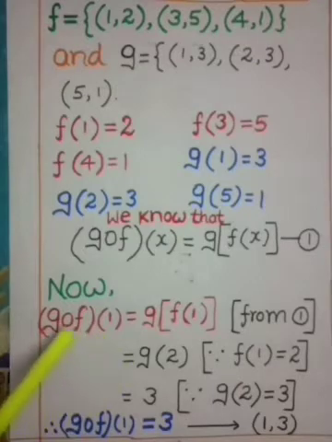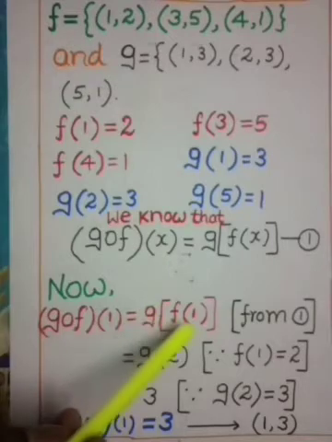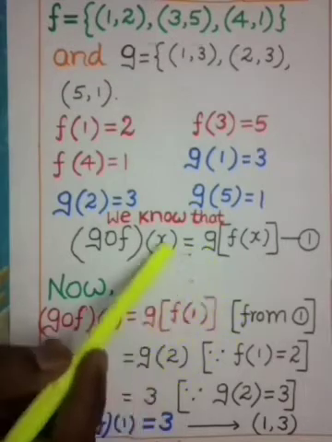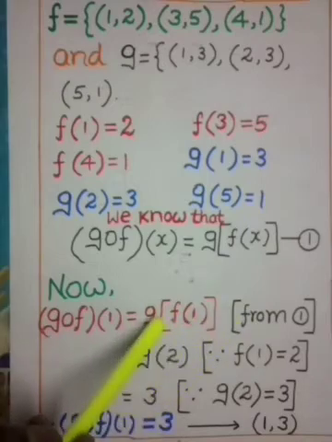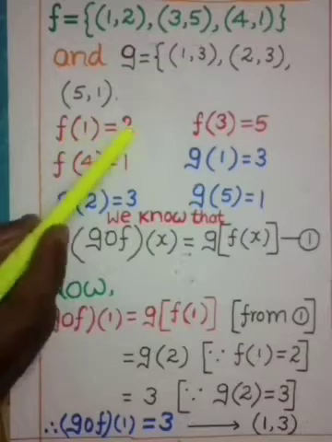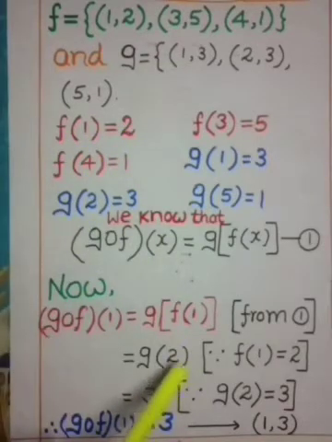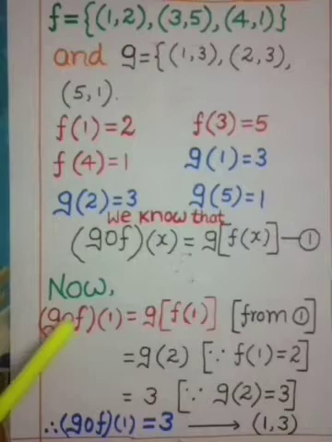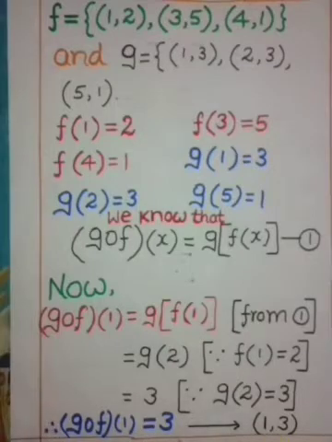Okay, my dear children. So, g circle f of 1 is equal to g of f of 1. From this equation, by using this definition, we wrote this step. Understood, my dear children? Now, g of, what is f of 1 here? See here, f of 1 is equal to 2. So, we are substituting f of 1 here. Now, g of 2 is equal to, what is g of 2? Here 3. So, we got here 3. So, g circle f of 1 is equal to 3. Understood, my dear children? So, the ordered pair (1, 3) is an element in the function g circle f. Okay, right.